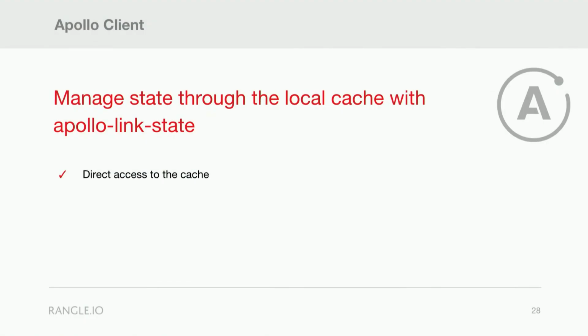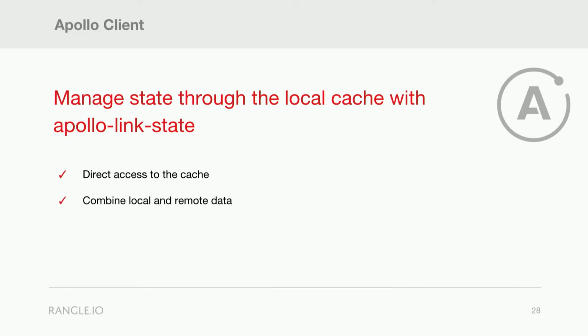So next one is link state, and this is what allows us to manage state through the local cache. It works by just exposing some read and write functions to the cache, and allows us to combine local and remote data.